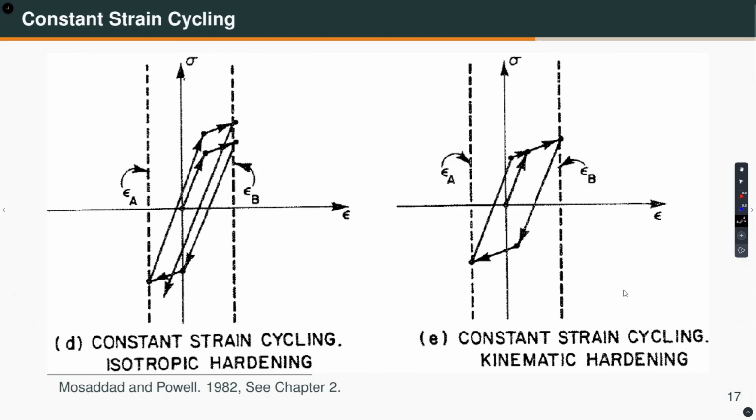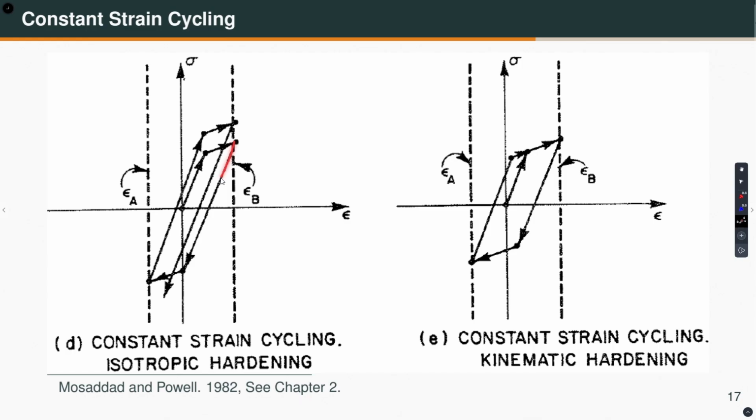Now, let me talk about the constant strain cycling. On the left I have isotropic hardening, on the right I have kinematic hardening. Again, linear isotropic hardening, that we should remember. So, we are starting here and the material yields, and then the material is strain hardening. I take it to this strain epsilon B, and on the left side I have epsilon A. I will cycle between these two strains. So, I go to epsilon A, then unload.